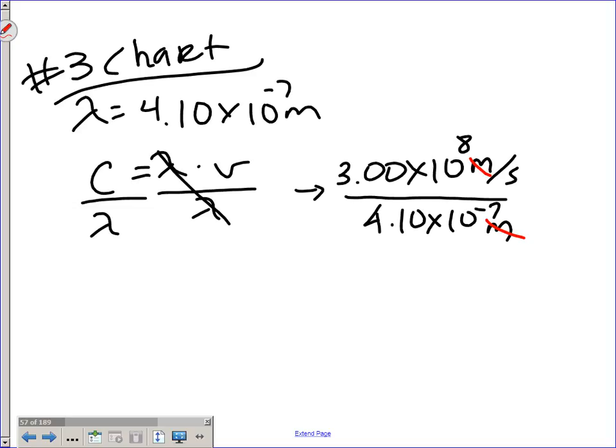All right, so meters and meters cancel. What unit remains? Per second. Per second. Look at that, using your hertz or per second language. All right, so we know that remains. In your calculator right now, type this in.